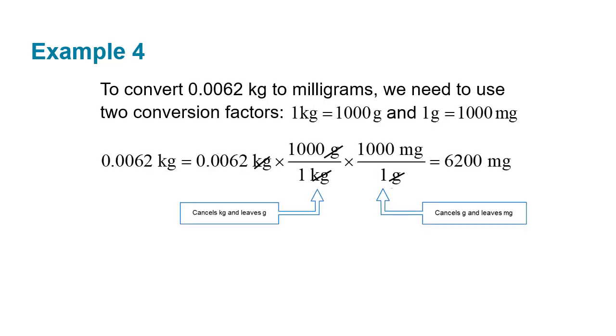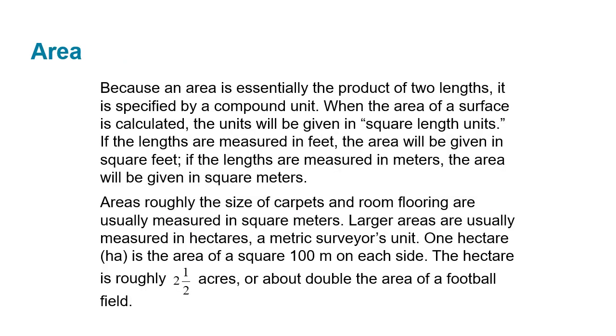Another example is going from 0.0062 kilograms to milligrams. You've got to figure out that it's a two-step process, right? You go from kilograms to grams and then grams to milligrams. You're just adding a lot of zeros. You're moving the decimal place a bunch of times, and you get 6,200.